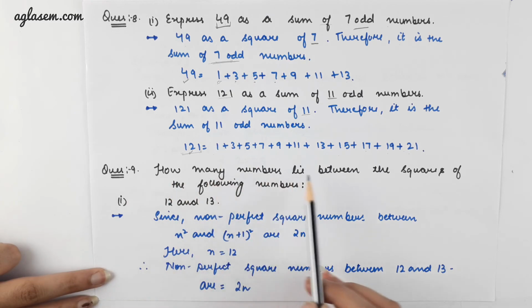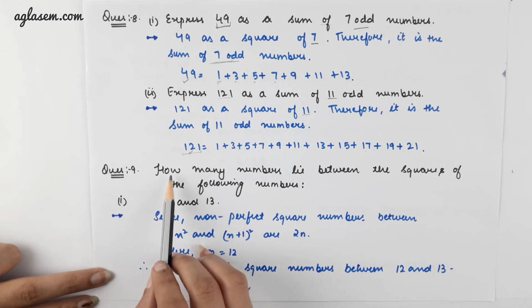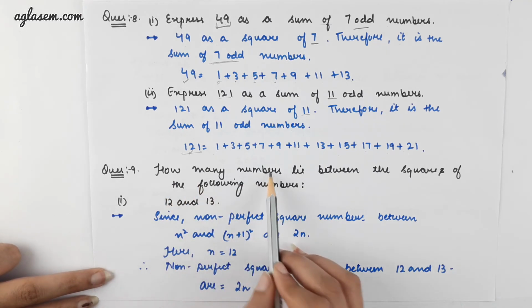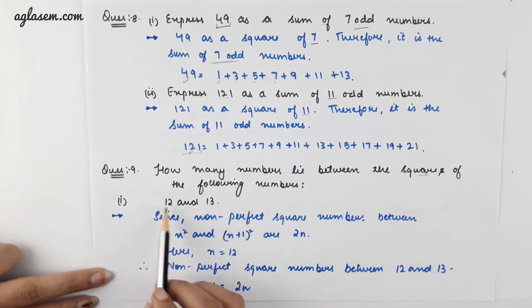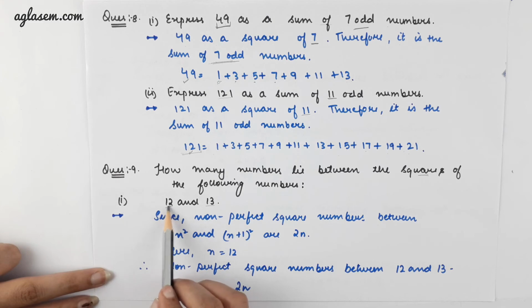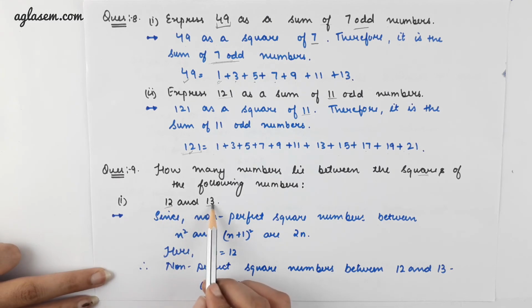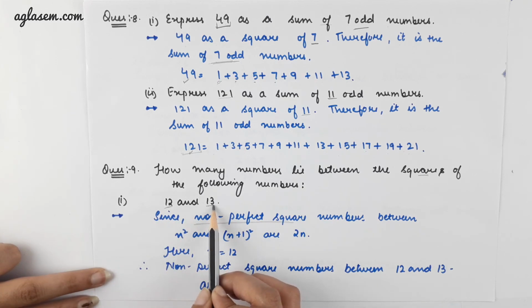how many numbers lie between the squares of the following numbers? Again, understand the question. How many numbers lie between the squares of the following numbers? The first pair is 12 and 13. We have to tell how many numbers will lie between the square of 12 and the square of 13. For such questions, the given numbers are non-perfect squares: 12 is not a perfect square and 13 is also not a perfect square.